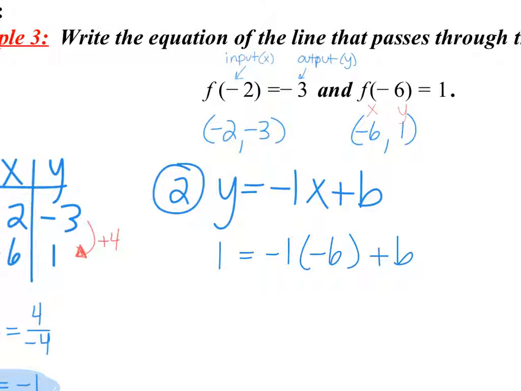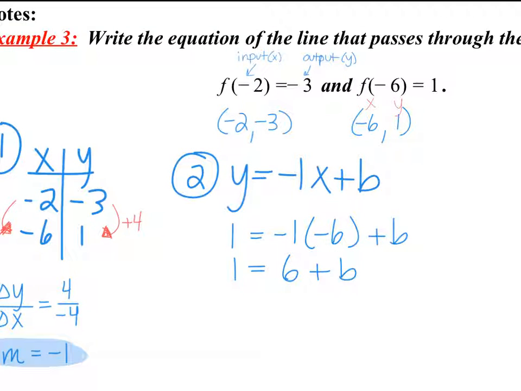Multiply -1 times -6, class. What is that, please? +6. Good. Andrew, I want b by itself. How do I get rid of the 6? Yes. So the b value should be -5. That's your y-intercept.